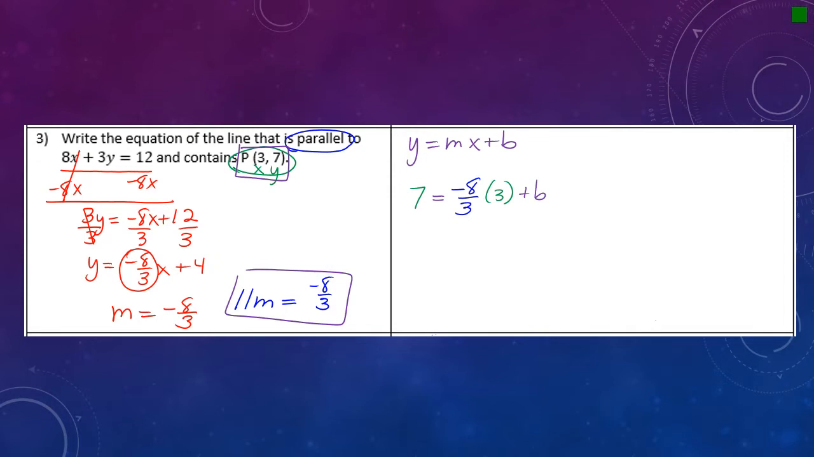Okay, if you simplify this, -8/3 times 3 comes out to just be -8. And then to solve for b, I would add 8 to both sides. So I get that b is 15. So now my final answer, y equals my slope, -8/3, x, plus the b value that I just found, which is 15.